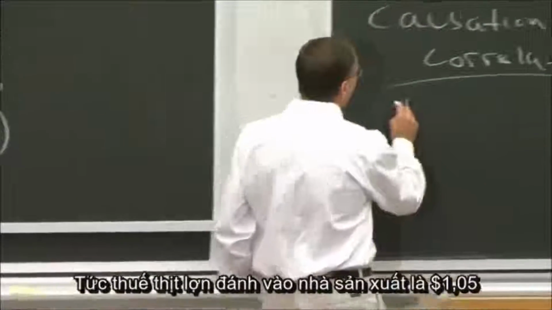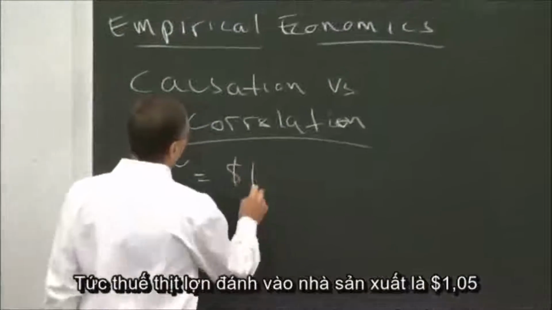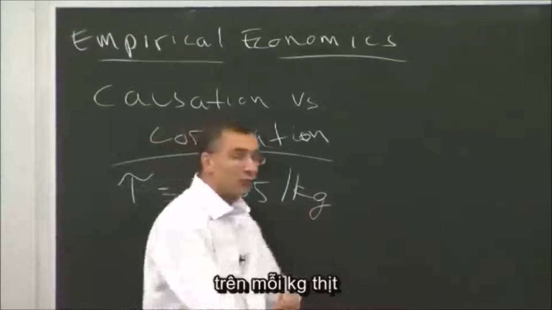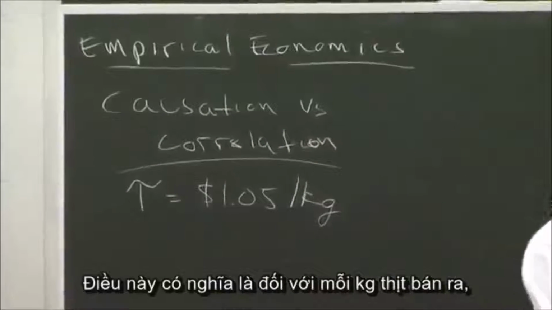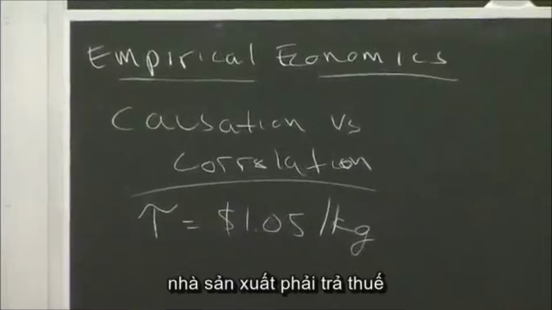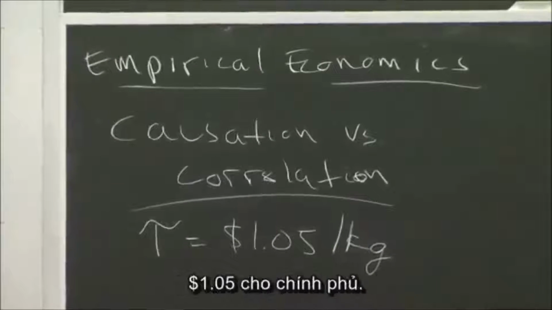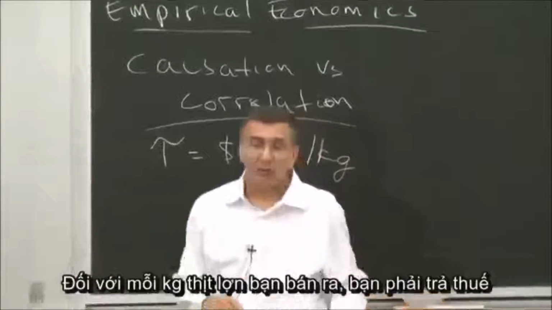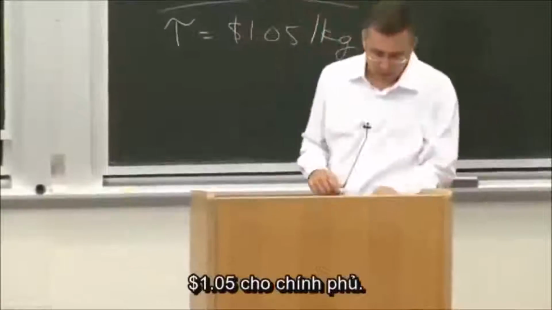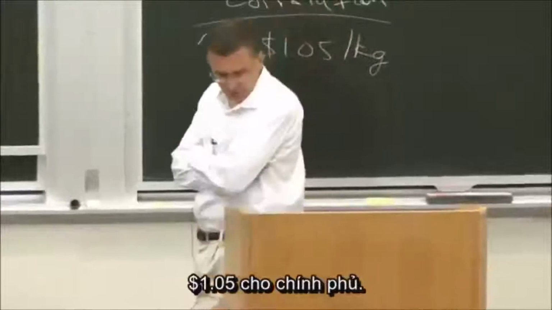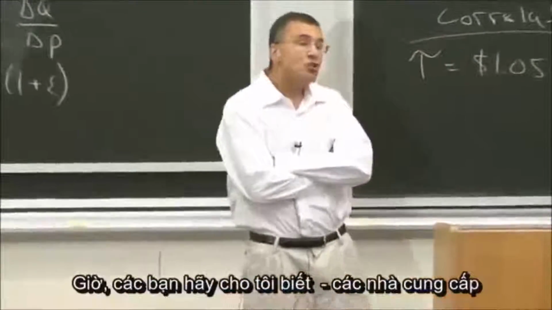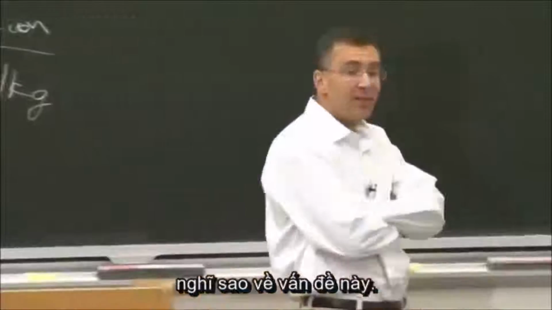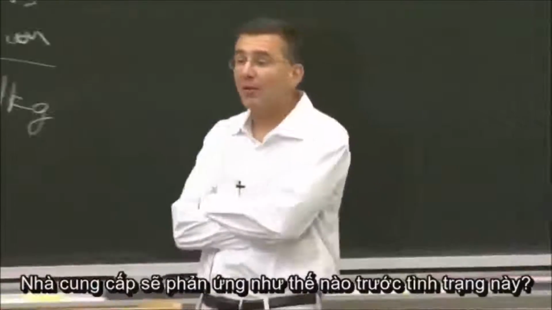So it's going to impose a tax of $1.05 per kilogram on producers. It's saying to producers of pork, for every kilogram of pork you sell, you have to send a check to the government for $1.05. Okay? Now, somebody talk me through how a supplier thinks through that policy. How does a supplier react to that?